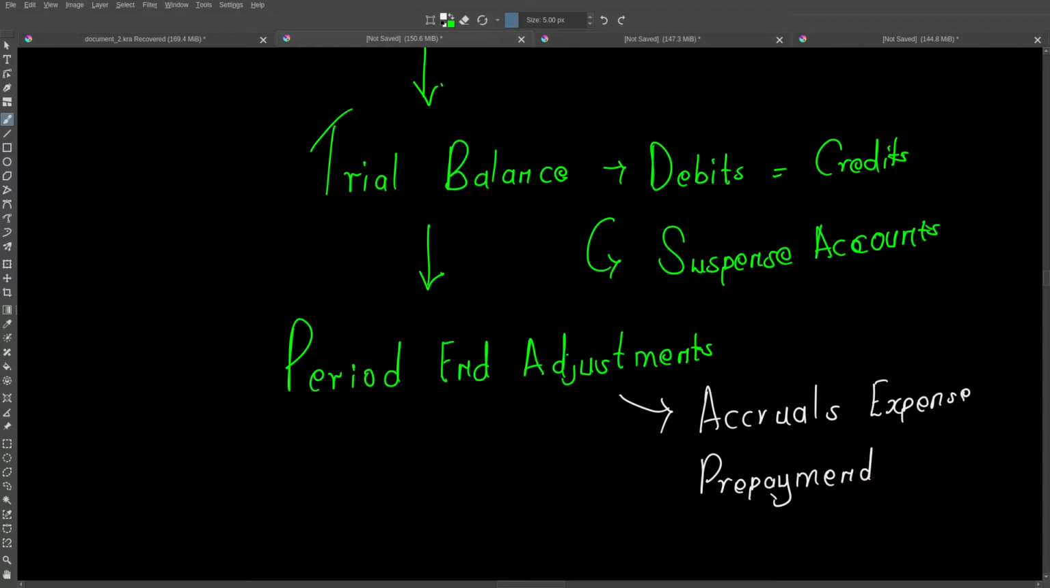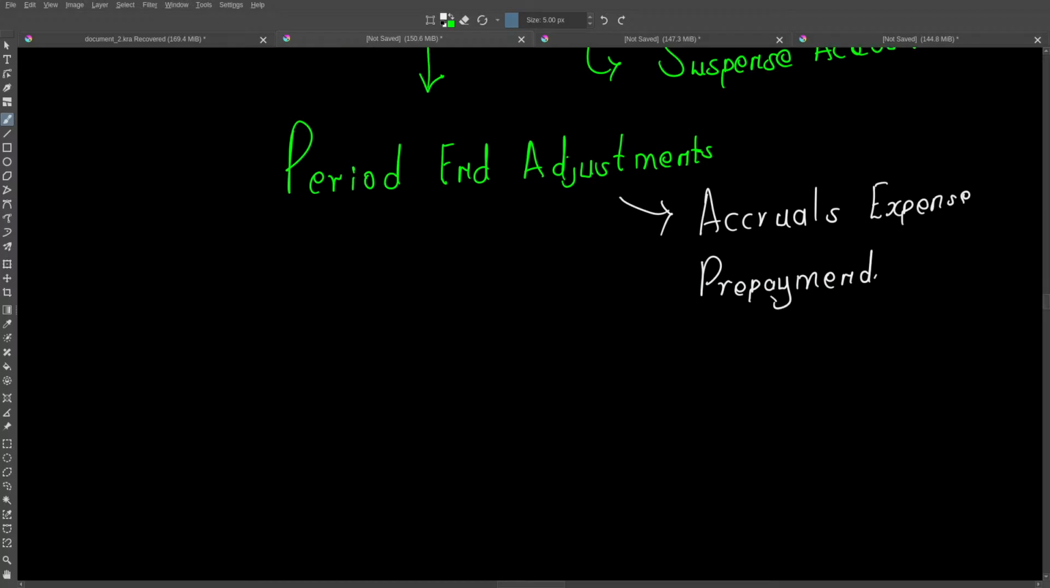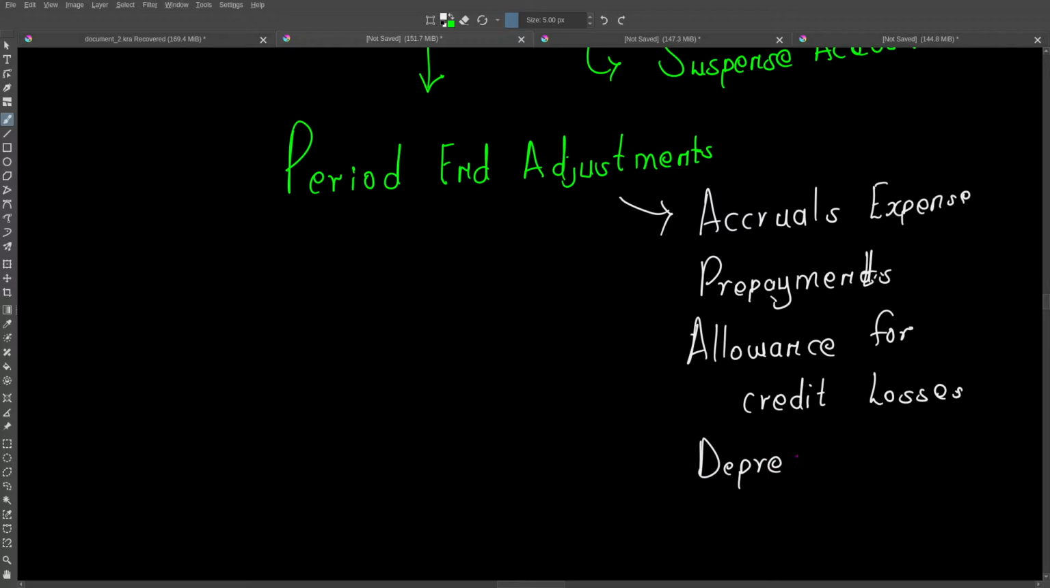And then another thing we look at, especially for a business that is operating on credit basis, we look at the allowance for expected credit losses. So in this case, you make sure you have all these period end adjustments. Another one is the depreciation. You have the depreciation as well.